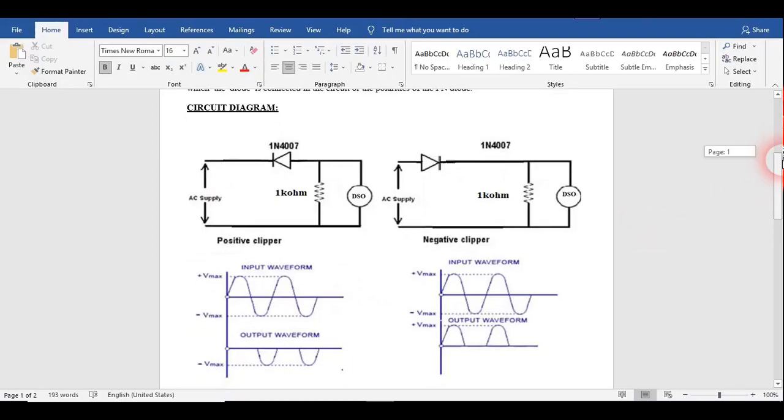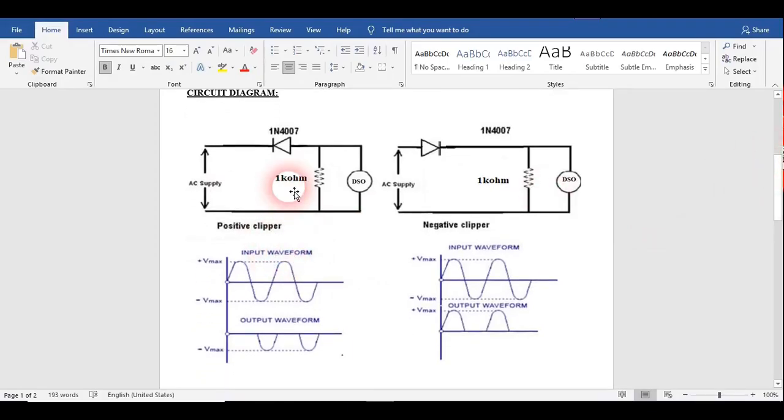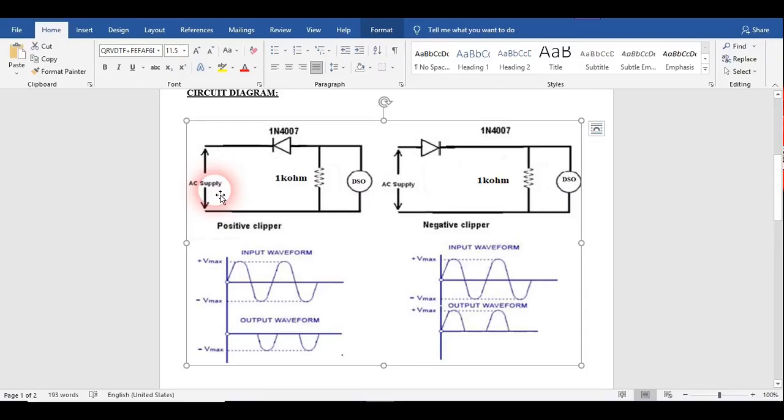You can see here, this one is a positive clipper circuit. When you supply the AC voltage here, the AC source, for positive clipping we need to add a diode in reverse bias condition, so that the positive half of this waveform doesn't exist at the output. But it shows the negative waveform.